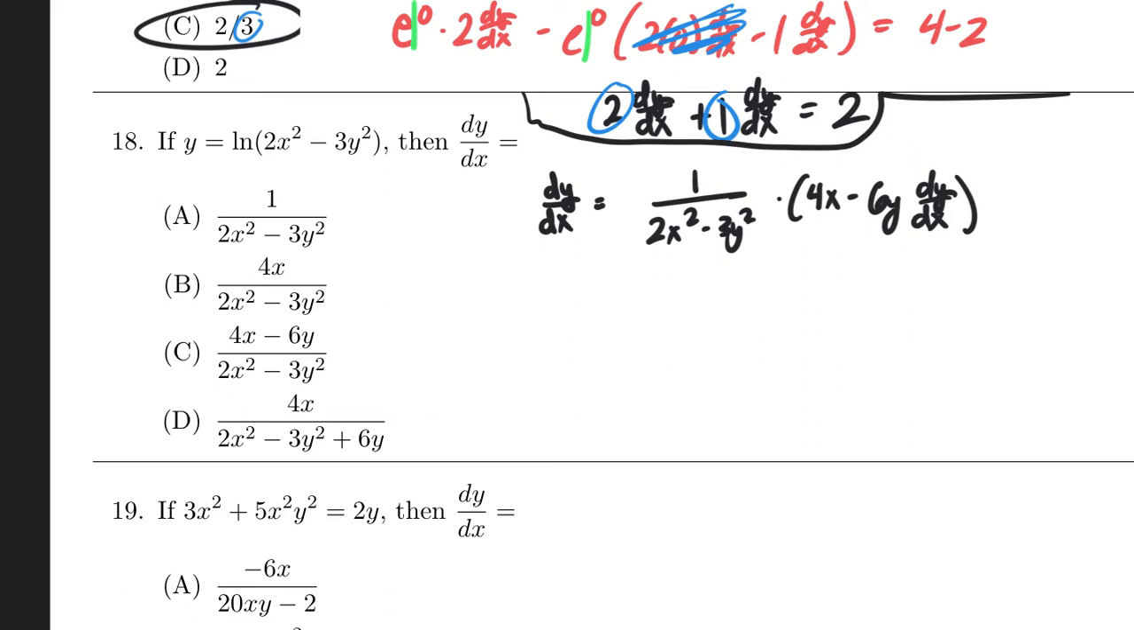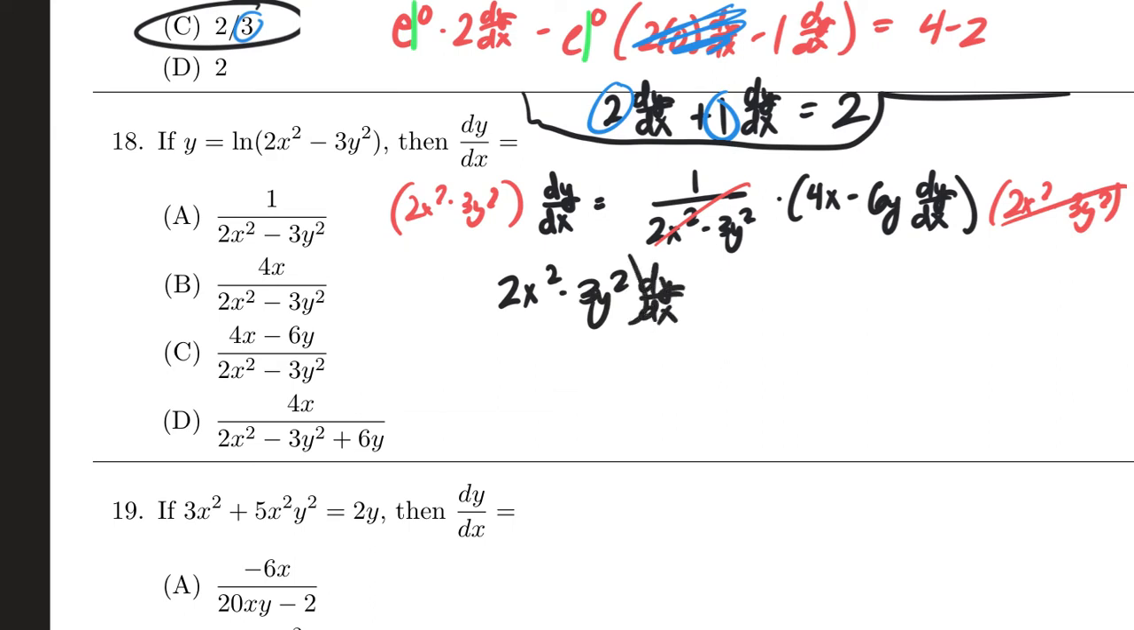All right, now we want to try to get the dy/dx just by themselves. The first thing I'm going to do is we have this kind of fraction here, so I'm going to multiply both sides by 2x squared minus 3y squared. Because that'll cancel out there, but on the right-hand side, now we don't have a fraction anymore. And now I want to get all the dy/dx's together on the same side, so I'm going to move that 6y over.